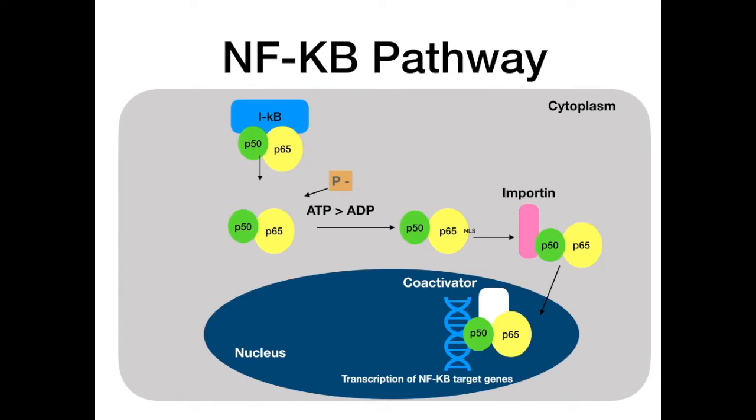And this is going to uncover the NF-kappa B's NLS. You can see it in that third picture right there. You have an exposed NLS region. And that's going to allow it to interact with an importin, which is in the pink, and it's going to be able to enter the nucleus where it interacts with a coactivator, and it can transcribe or do transcription of its target genes.